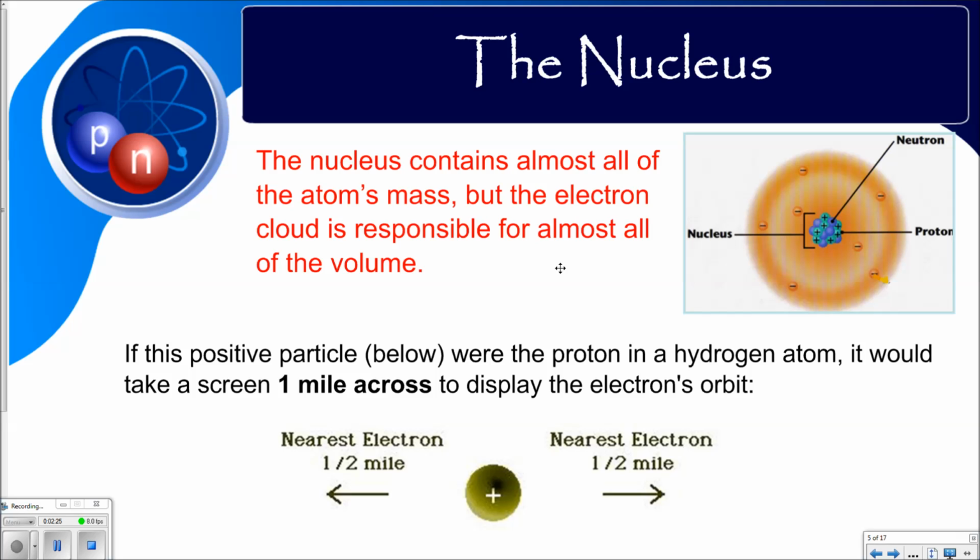Here's an example. It says, if this positive particle below were the proton in a hydrogen atom, it would take a screen 1 mile across to display the electron's orbit. So the nearest electron would either be half a mile to the left or half a mile to the right.